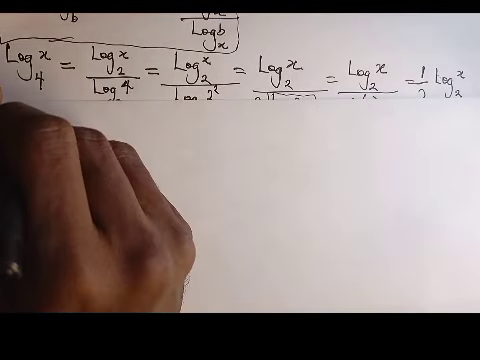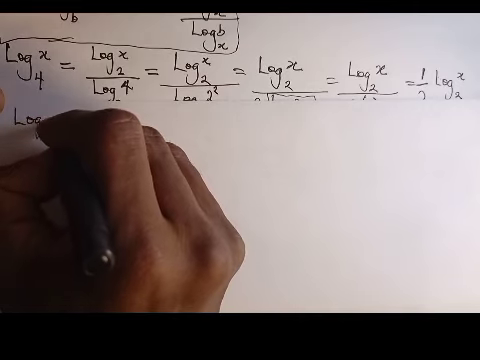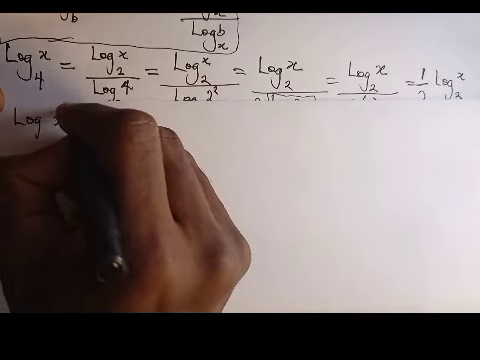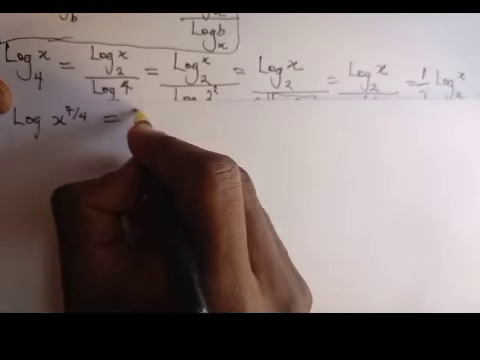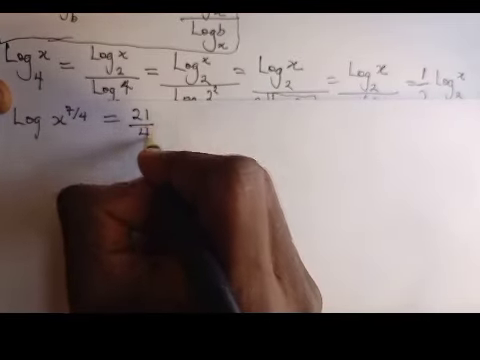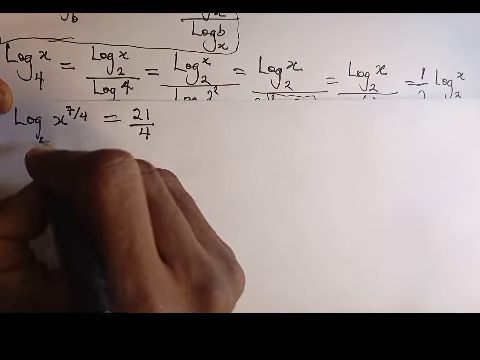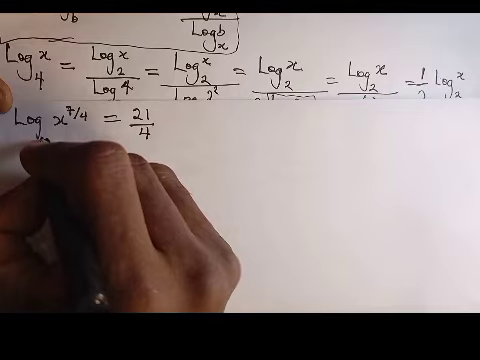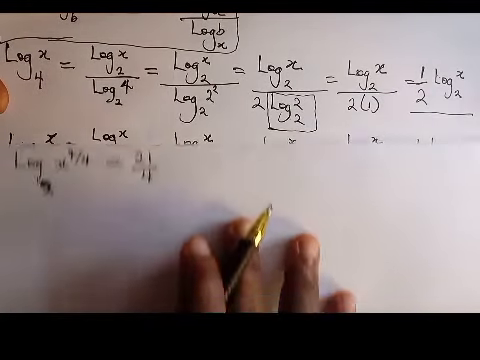So this then becomes log x raised to power 7 over 4 equals to 21 over 4. Of course, in base 2. Yeah, coming back to this particular question.